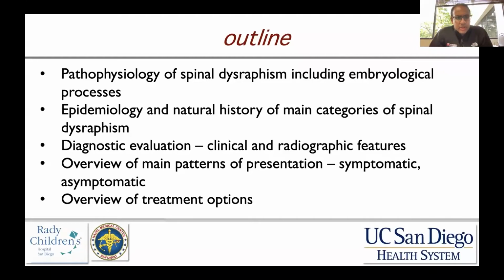We're going to talk a little bit about epidemiology and natural history of the main categories of spinal dysraphism. And we'll talk about the diagnostic evaluation, not in specifics, but in generalities, because you'll find for many of these kids, the theme is the same, and some of the clinical and radiographic features that we look at certainly go along with that. We'll talk about some of the main patterns of presentation, symptomatic versus asymptomatic, and talk about treatment options and specifically when you should not treat and just observe.